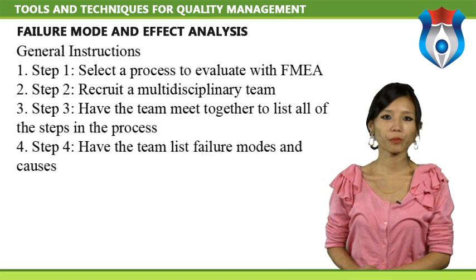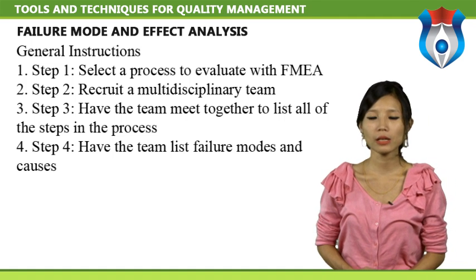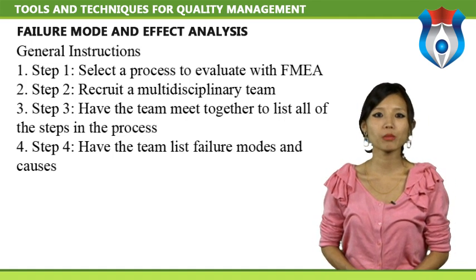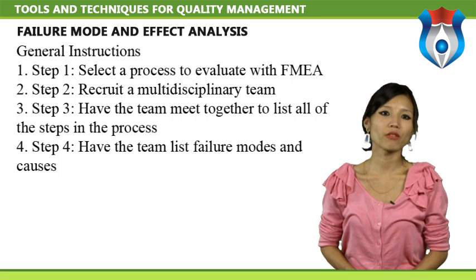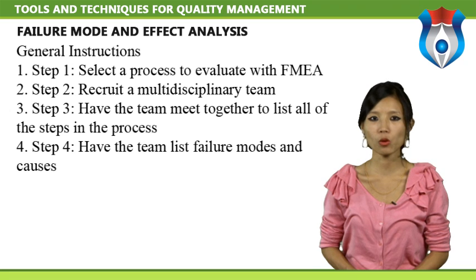General instruction. Step 1. Select a process to evaluate with FMEA. Step 2. Recruit a multidisciplinary team. Step 3. Have the team meet together to list all of the steps in the process. Step 4. Have the team list failure modes and causes.